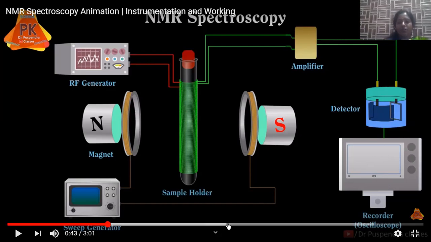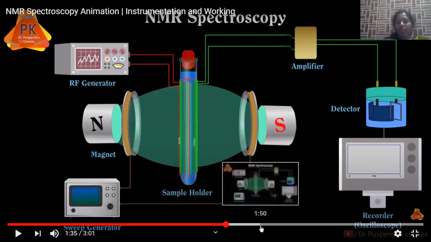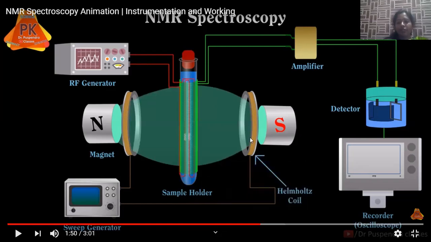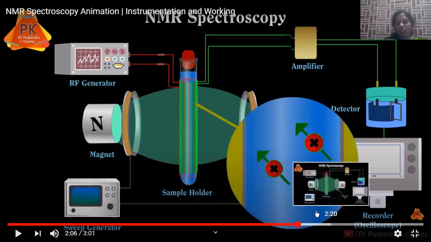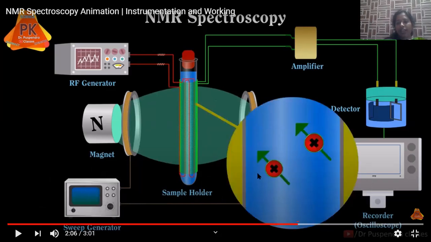So this is the simple representation of an NMR spectrophotometer, where we have these two Helmholtz coils. Helmholtz coils are mainly used to adjust the magnetic field generated by the magnets present around the sample holder, which are controlled by this sweep generator. Sweep generator is mainly used to adjust these Helmholtz coils. In this we have the sample present inside.